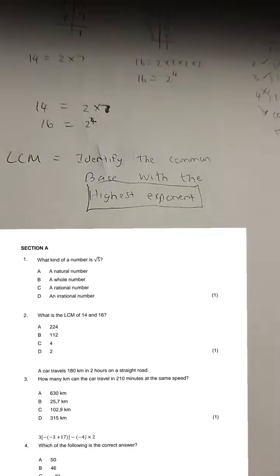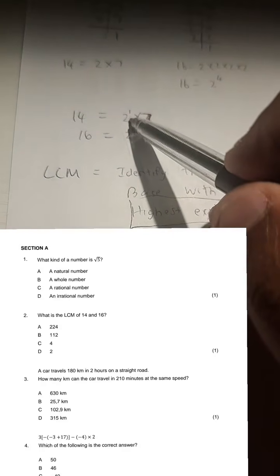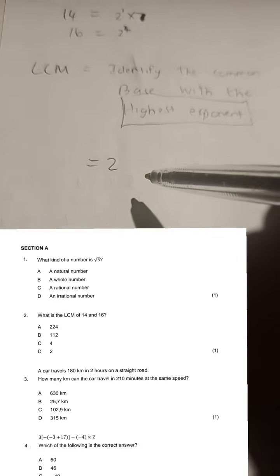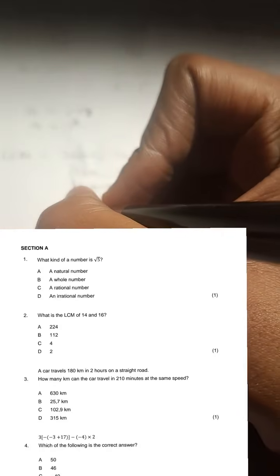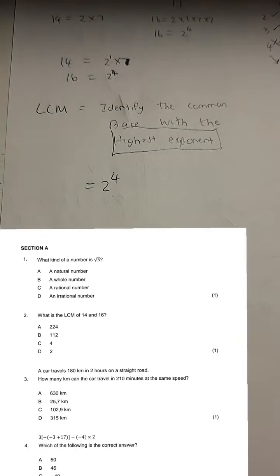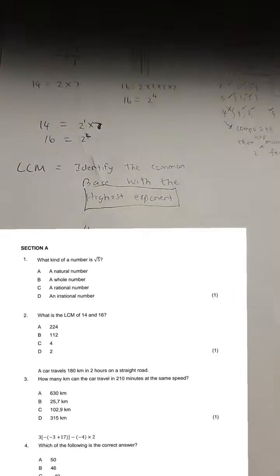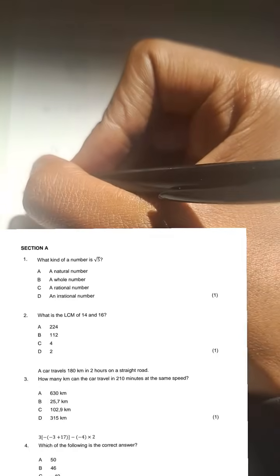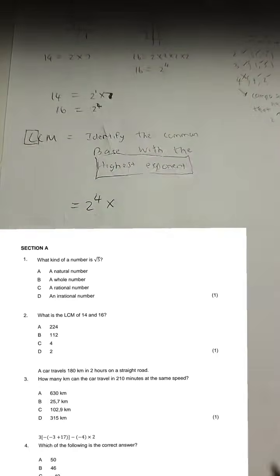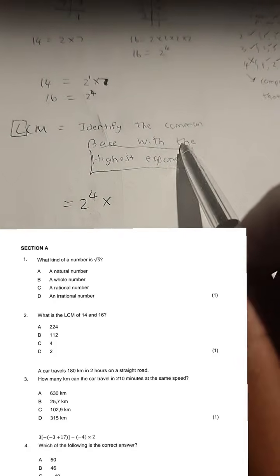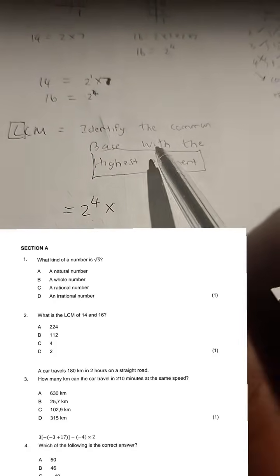So that means we can write down 2. But then which one will we choose? Which one between 2 and 2 to the power 4 has the highest exponent? So this one is 2 to the power 1. If we were to reveal what's there, this one is 2 to the power 4. So we are going to choose who? 2 to the power 4. Then we multiply. Now, lowest common multiple means we identify the common base with the highest exponent.